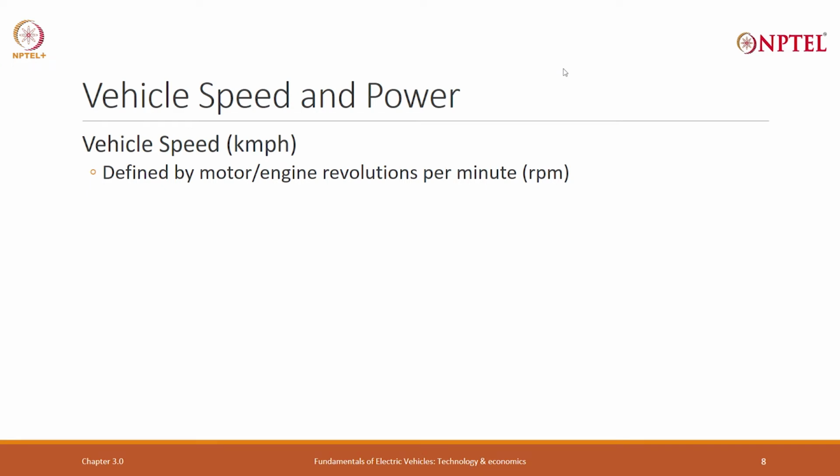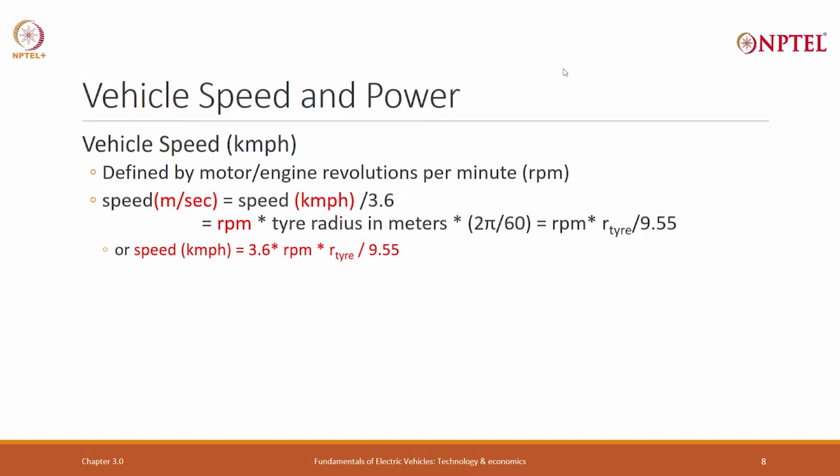The next important parameter is vehicle speed and power. Speed is almost always measured in MKS units as kilometer per hour, defined by motor or engine revolutions per minute. So, from revolutions per minute you should be able to calculate kilometer per hour. That is an important relationship. So, speed is given in terms of meter per second or kilometer per hour. Now, meter per second to kilometer per hour, you just multiply by 3.6. Why? Meter will become a kilometer if you divide by 1000.